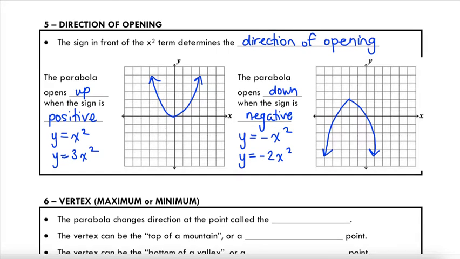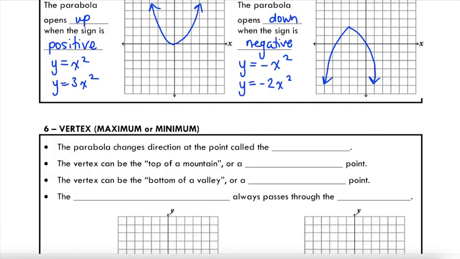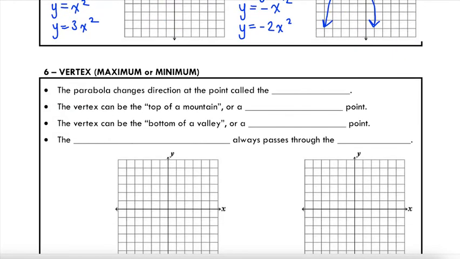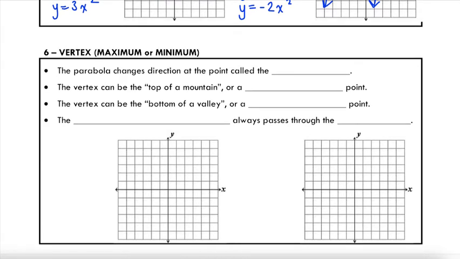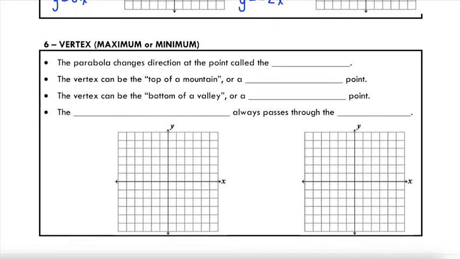And because of our direction of opening, it'll determine the difference between a maximum or a minimum, for the vertex. It helps us figure out what that is. Depending on the direction of opening, it will determine whether our vertex is called either a maximum or a minimum value. The parabola changes direction at the point called the vertex.